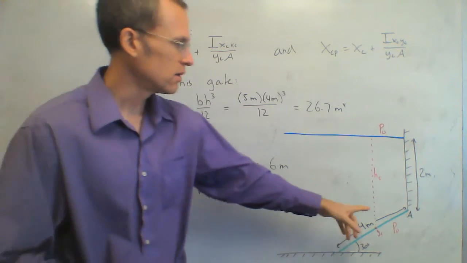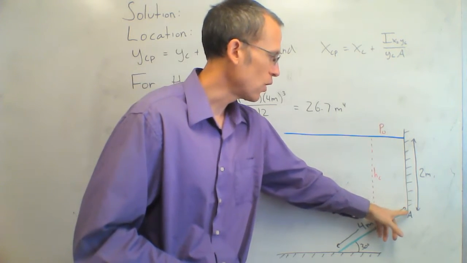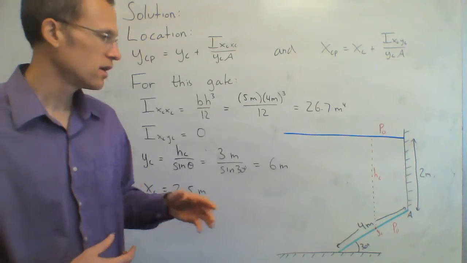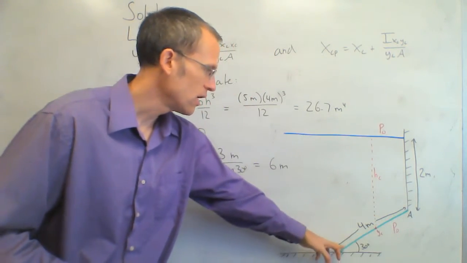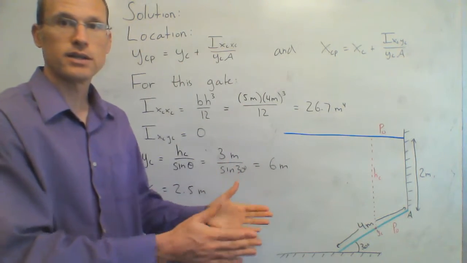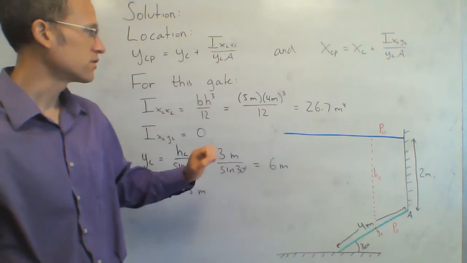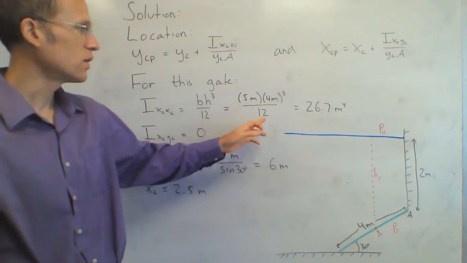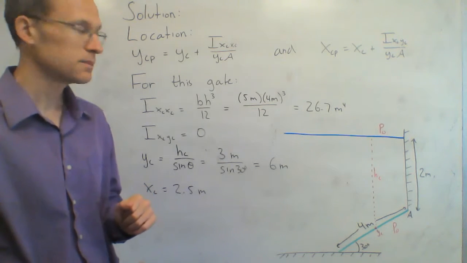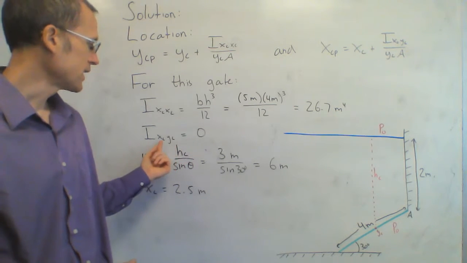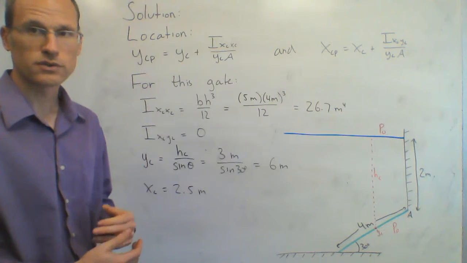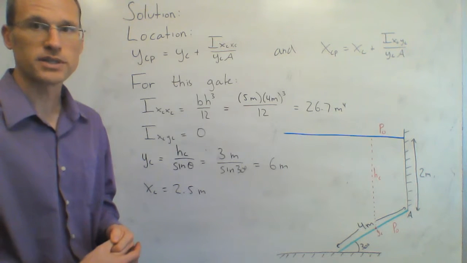To figure out which one's which, you need to know where the thing is rotating around. This is rotating around point A, that's my hinge point. So the direction away from the hinge point is my height, because that's what the rotational moment of inertia deals with. So from A to here, that's my height, the 4 meters, and my base is the other direction, in and out of the page, so that's my 5 meters. So 5 times 4 cubed over 12 gives me 26.7 meters to the 4th power for IXCXC. Again, for rectangles, IXCYC is 0. For most normal shapes, rectangles, circles, IXCYC is going to be 0.